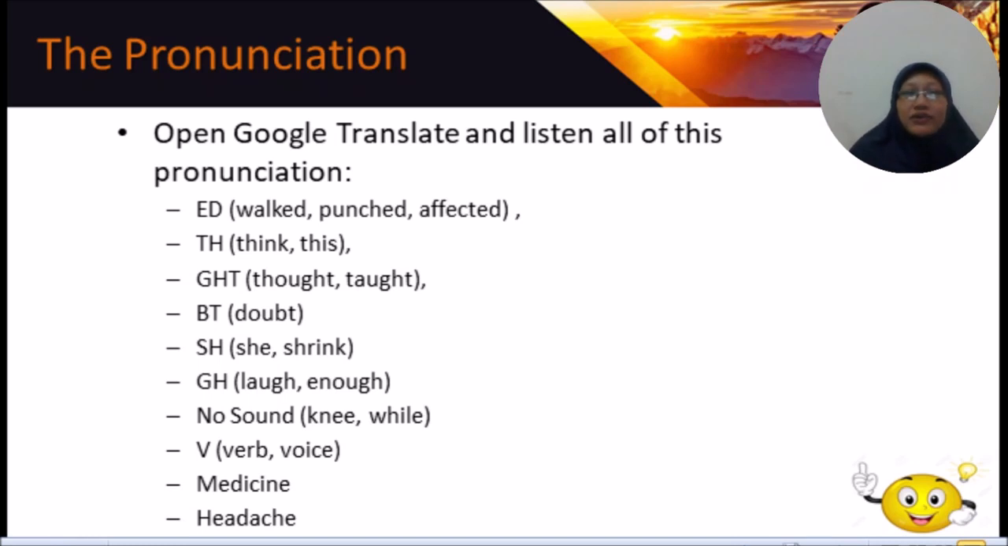First, before we try to listen to English conversation, we need to know how native speakers pronounce English words. You can open Google Translate and try to understand how native speakers pronounce some words, like in this slide, how to pronounce ed.